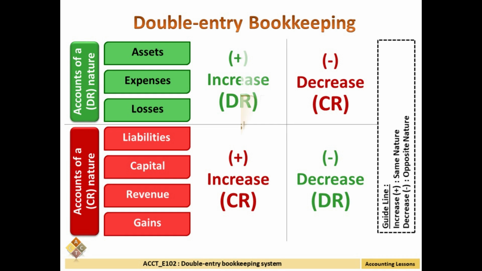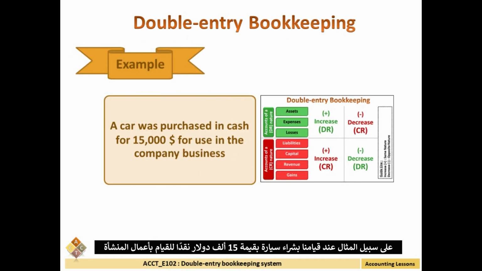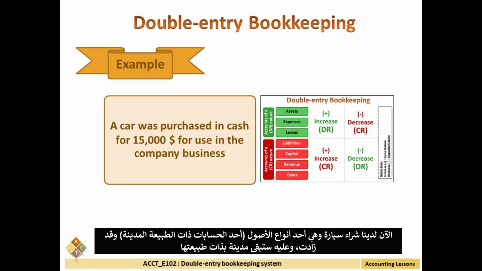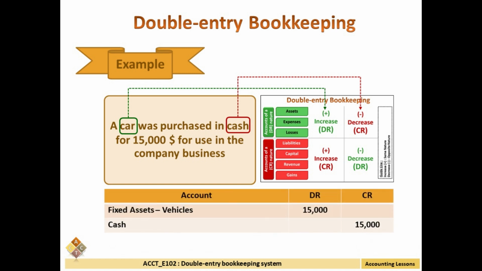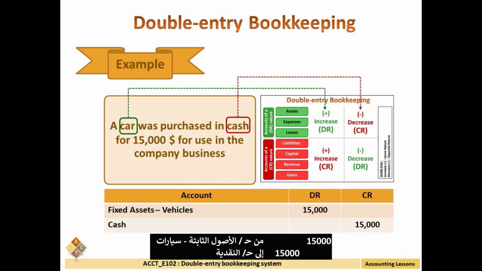For example, a car was purchased in cash for 15,000 for use in the company business. Now we have a car, which is an asset. One of the accounts of debit nature is increased, so it will be in the same nature. And what else do we have? We have 15,000 cash, which is also one of the assets, and it's decreased, so it will be in the credit side. The double entry will be 15,000 debit for fixed asset, which is vehicle, and 15,000 credit for cash.